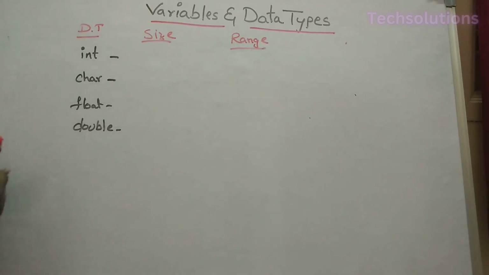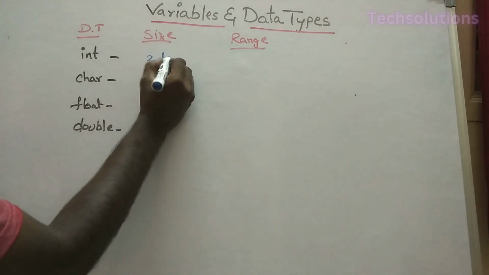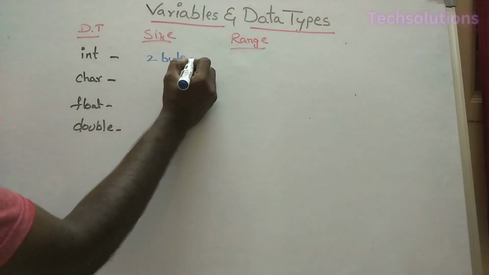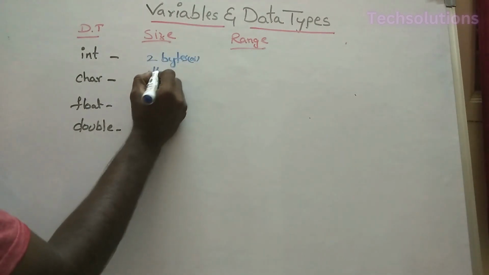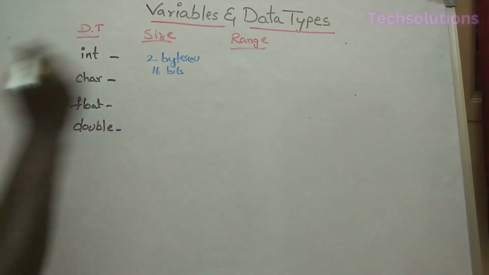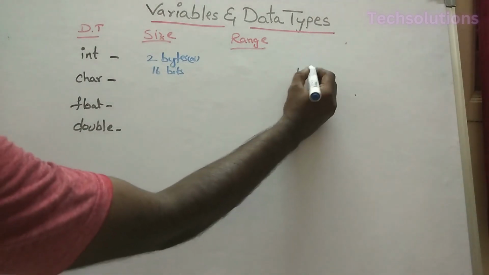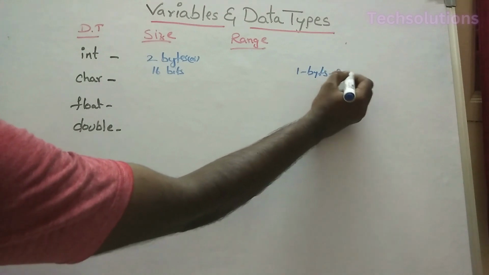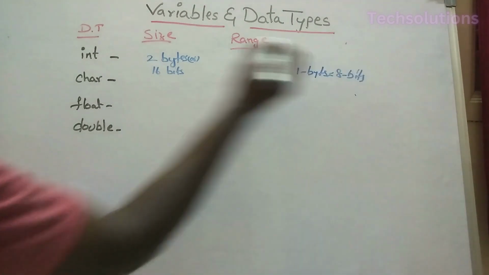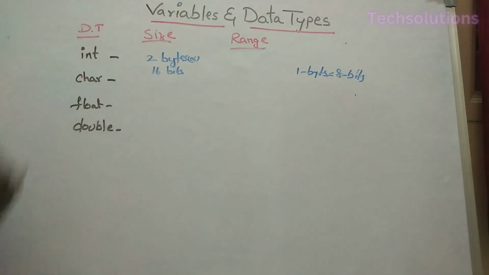The size of integer is 2 bytes. 2 bytes are 16 bits. That means 1 byte equals 8 bits. So 2 bytes means 16 bits.